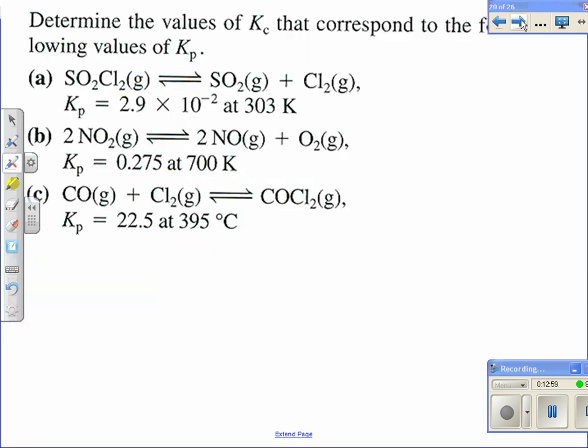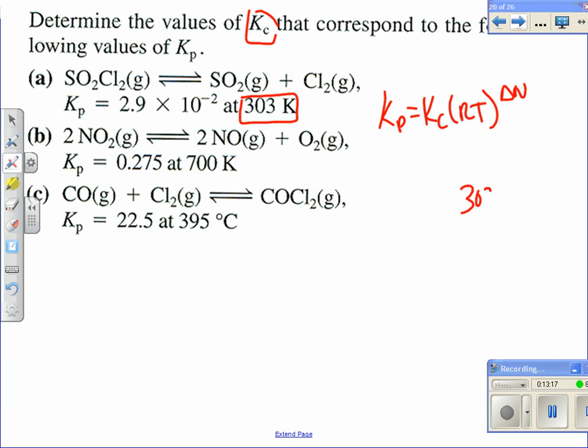Here's an example of the type of problem they will have you do. If you look here, they want you to find Kc. So you take the same thing: Kp is equal to Kc times (RT) to the delta n. What do you need to do? Well, first, the temperature is given to you in Kelvin, so it's 303. So I put 303 Kelvin right there. R is going to be 0.0821. I should write the units, but I'm trying to go through this pretty fast.